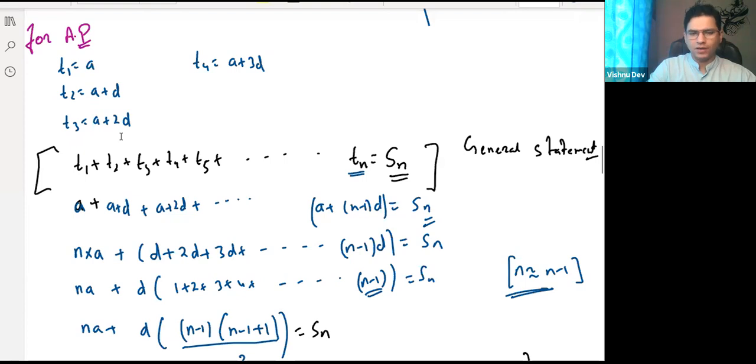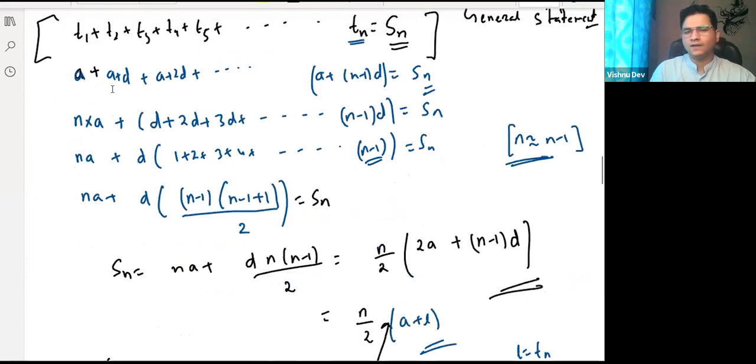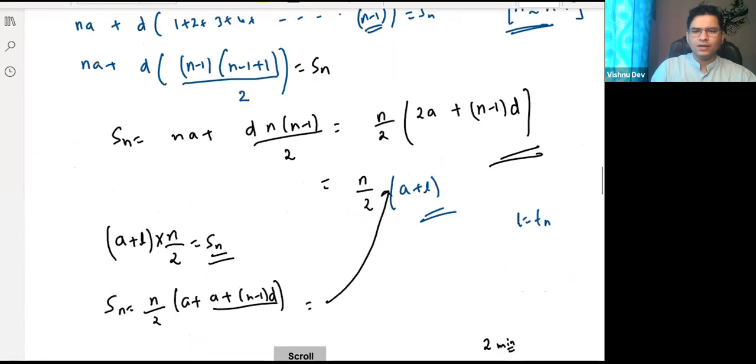Now, if you take AP, T1 will be A, T2 will be A plus D, T3 is A plus 2D, and so on. So what does the formula for Sn become? Sn is given by, if you solve it, I will just send you this: n by 2 into 2A plus n minus 1 into D.